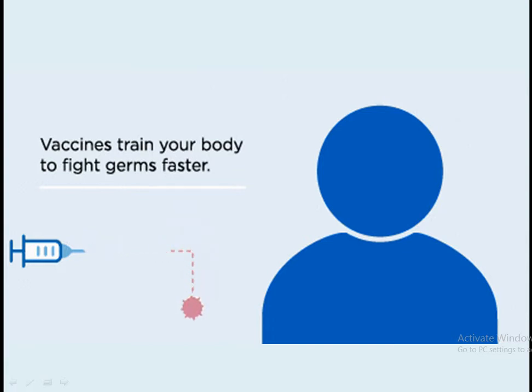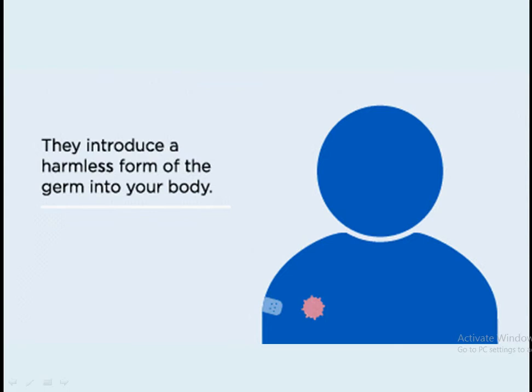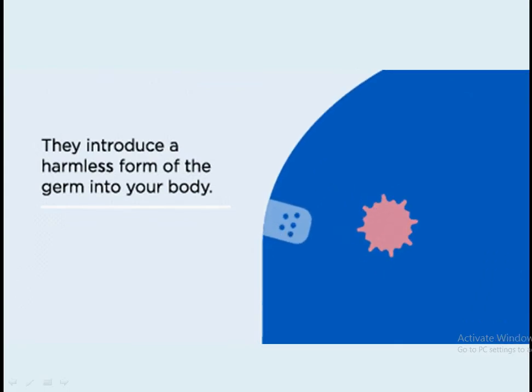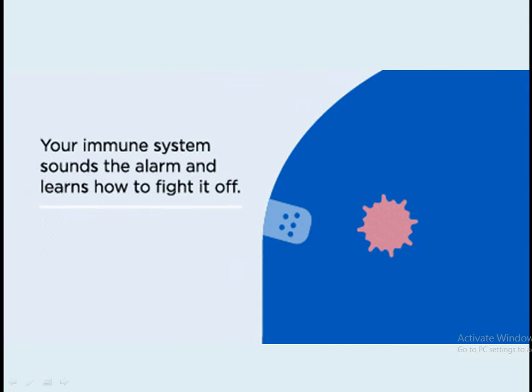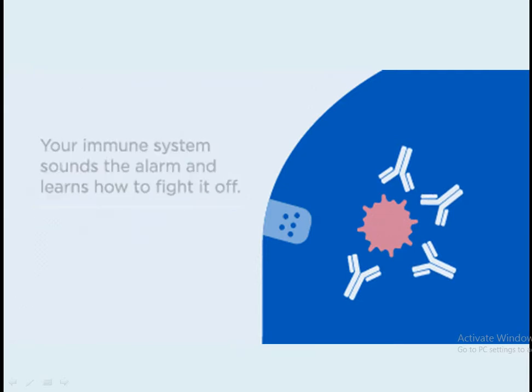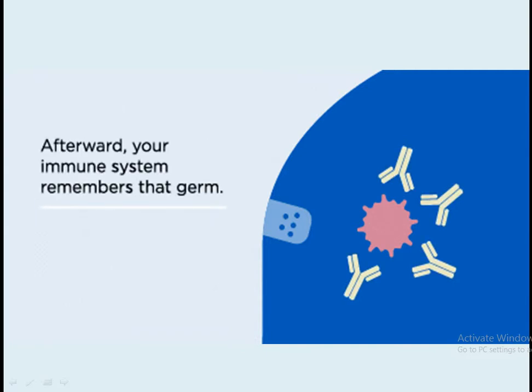Vaccines train your body to fight germs faster, and here is another very nice animation to show how they act. They introduce a harmless form of the germ into your body. But as it is a germ, your body is going to react. For that, your immune system sounds the alarm and learns how to fight it off. Now check, what is the next step? Afterward, your immune system remembers that germ through the memory cells. Now it is there as a memory cell.